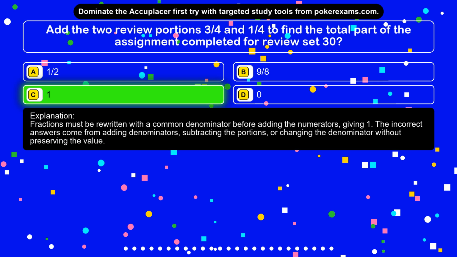Fractions must be rewritten with a common denominator before adding the numerators, giving 1. The incorrect answers come from adding denominators, subtracting the portions, or changing the denominator without preserving the value.